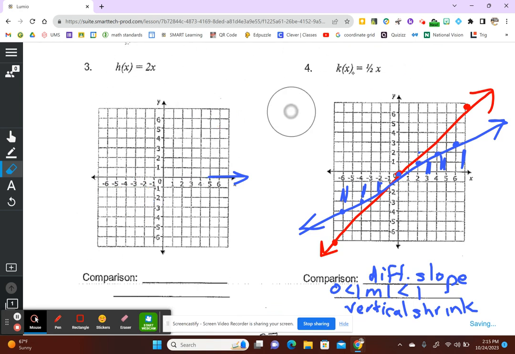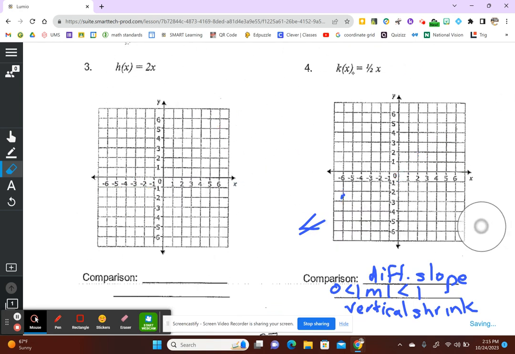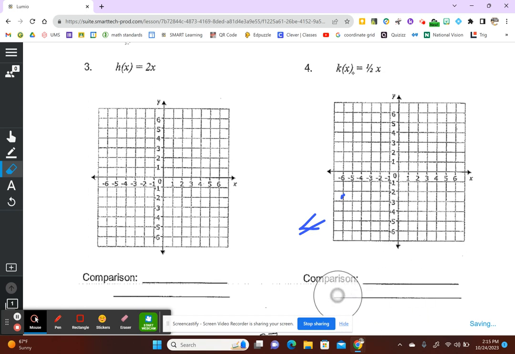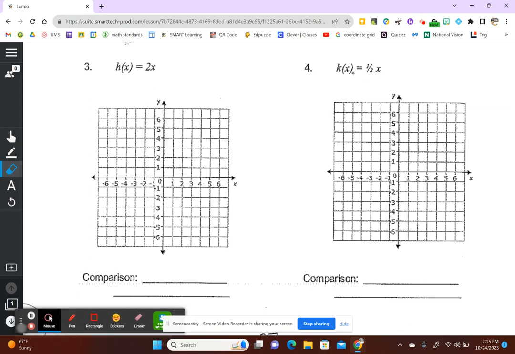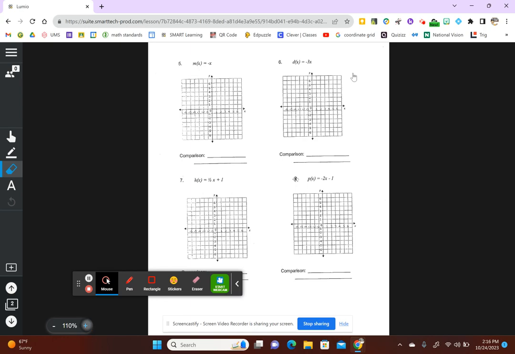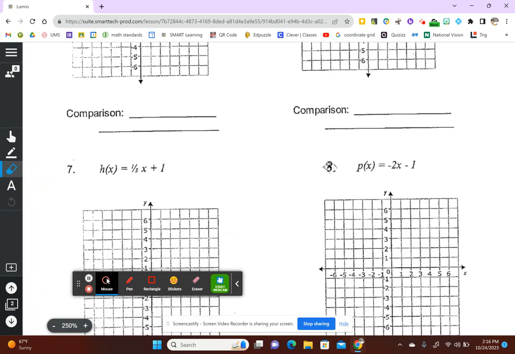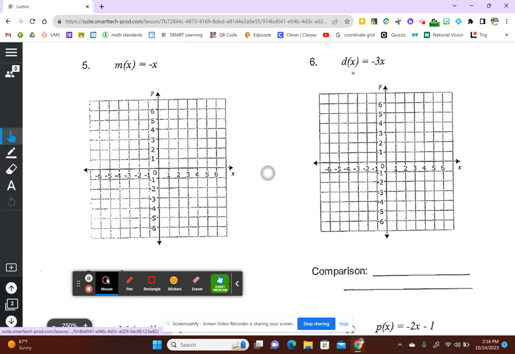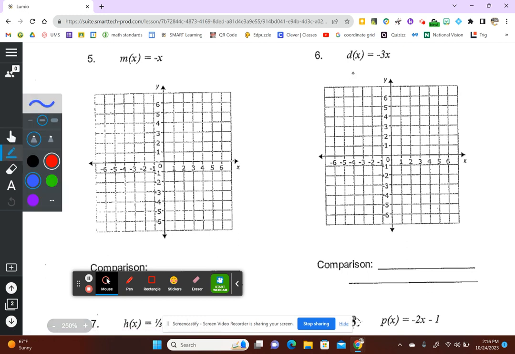So now let's turn the page. We've done translation, where you add or subtract, but the slope stays the same. We've done vertical stretch, where the absolute value of the slope is greater than 1. Vertical shrink, where the absolute value is in between 0 and 1. And now we're going to do a reflection.